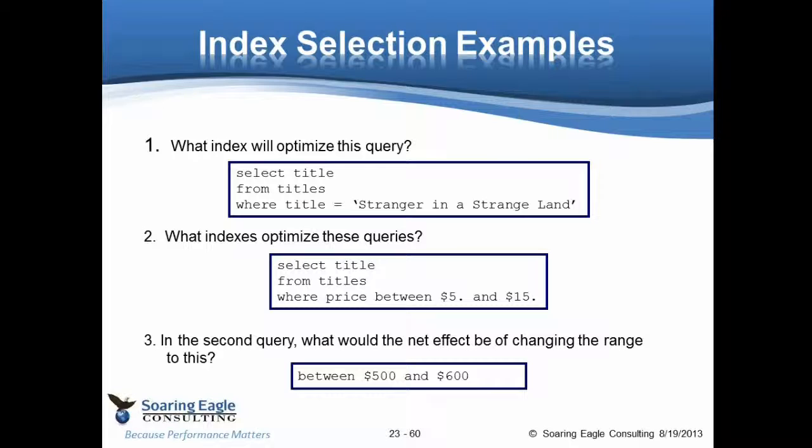The next query says between $500 and $600. That is 10 times the range. But how many books at a Barnes & Noble are likely to be between $500 and $600? Probably none. At a rare bookstore you might find some, but not at a Barnes & Noble.